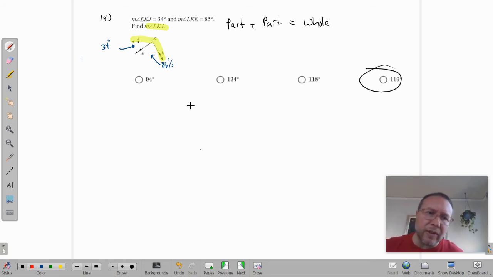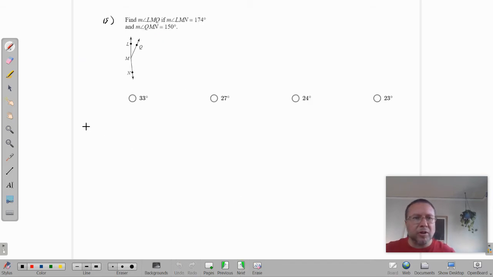Not really any work to show on this one because the work is probably labeling the diagram. I'd make sure I labeled the diagram. Don't try to do that without labeling it. But once you got it labeled, then you just see, oh, I've just got to add those two things together, and that gives me the whole angle, right? All right, so pause here, or we will go ahead and move on to number 15.